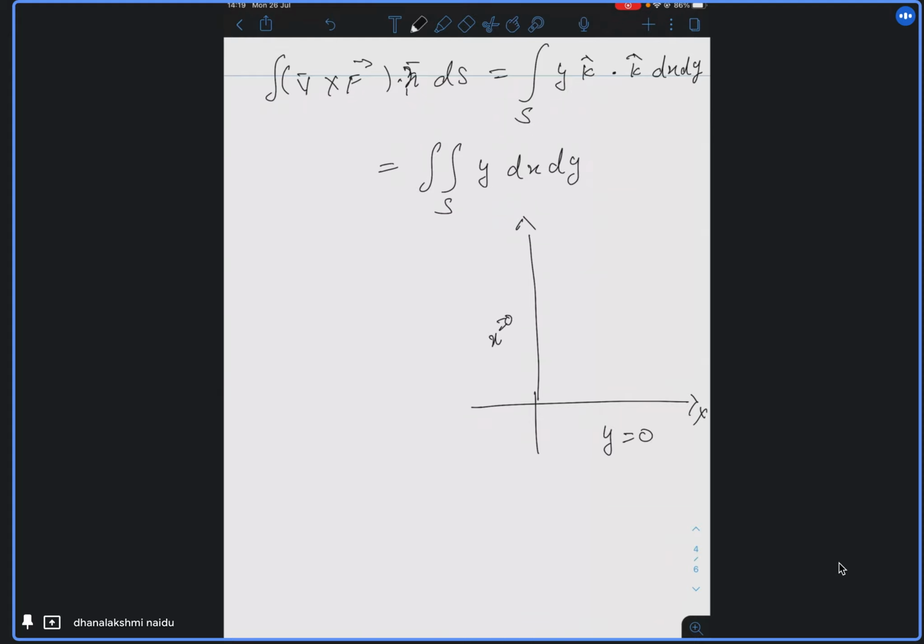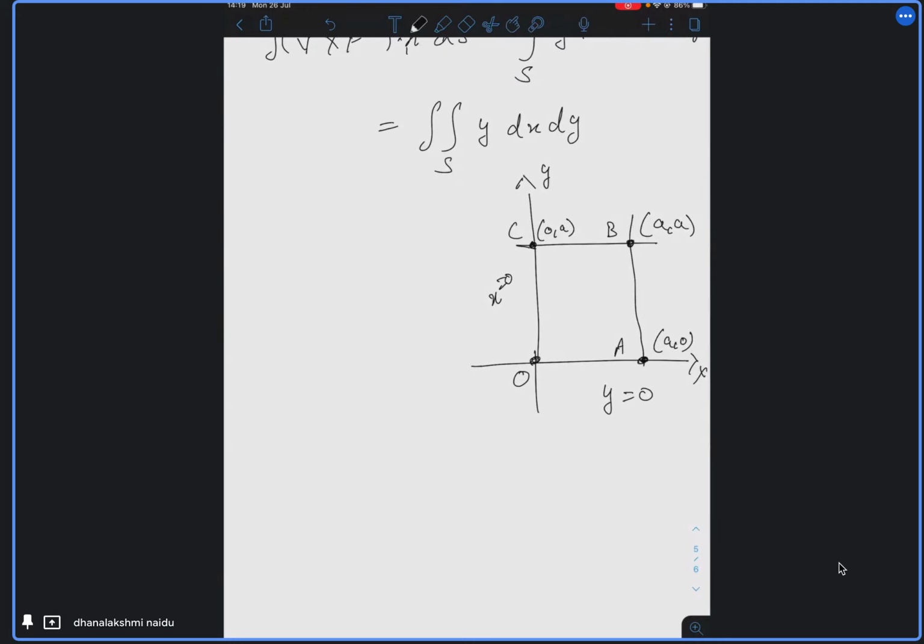Let us name the points, since later we will require them anyhow. This is O, this point is (a, 0), let me name it A. This is B, which is (a, a), and this point is C, which is (0, a). Right now we don't need all these points, but later while solving the line integral we will require them, so here itself I have written them.